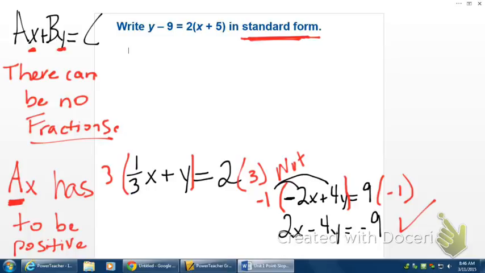Just lay it on my desk, please. Okay? So that's the other side.